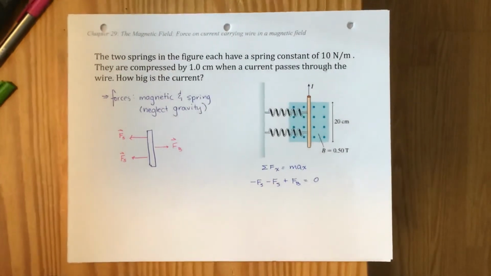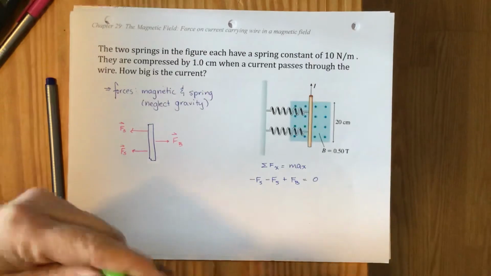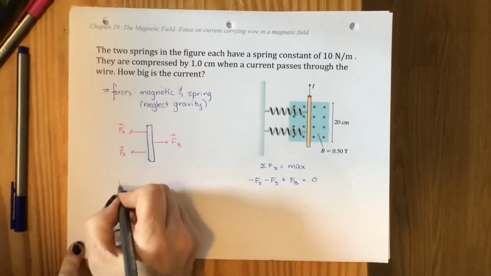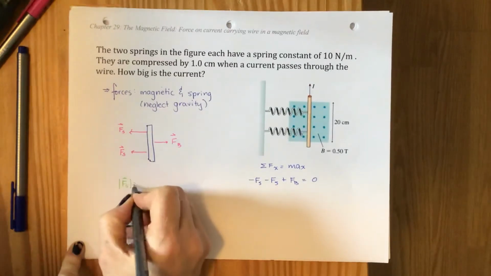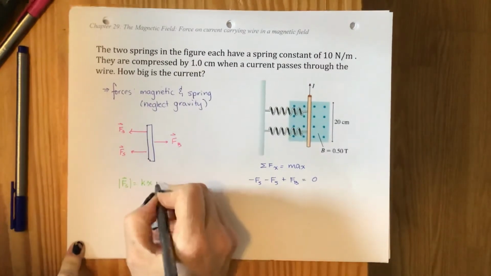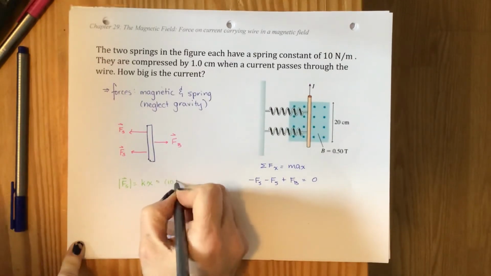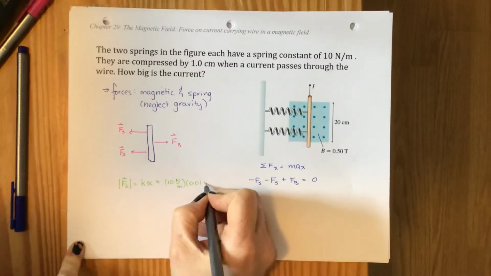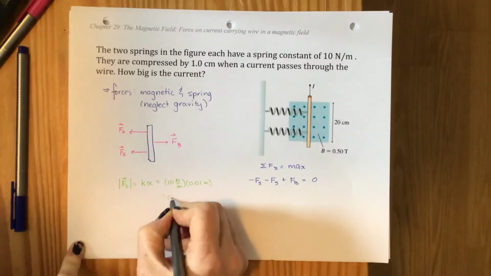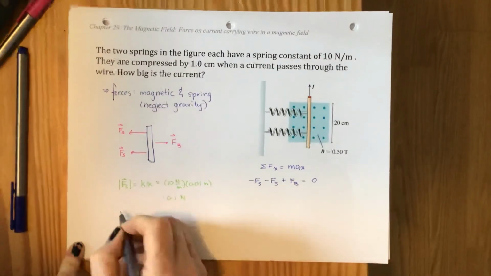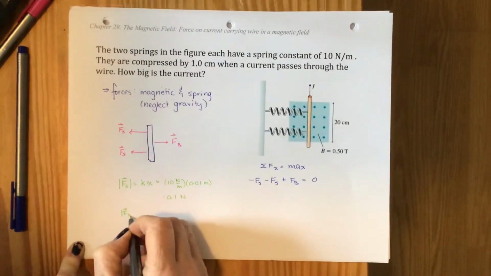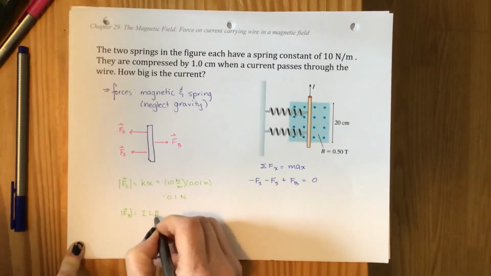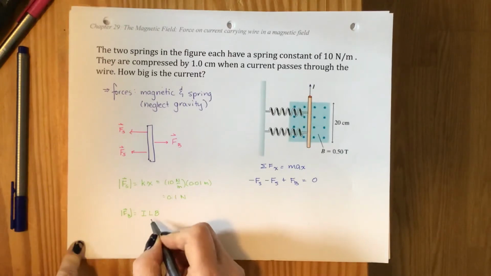Okay, what's the magnitude of each of our forces? Spring force, hopefully you remember, spring force is spring constant times the amount of compression. So the magnitude of each spring force is equal to k times x. So that's going to be 10 newtons per meter times 1 centimeter equals 0.1 newtons. Our magnetic force F_B is equal to I times L times B times the sine of the angle between L and B, which is 90 degrees.